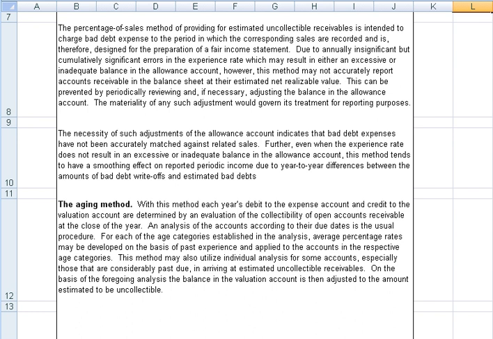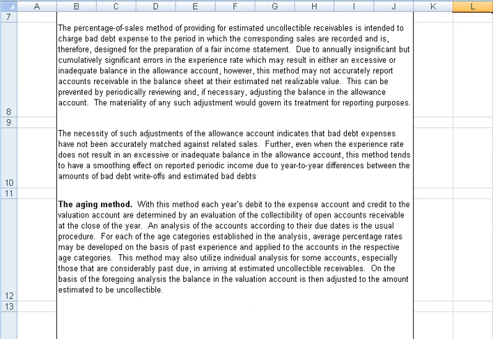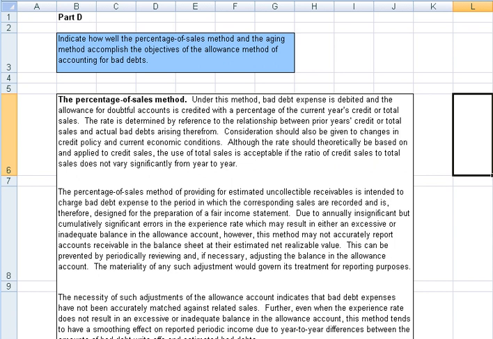This method also utilizes individual analysis for some accounts, especially those that are considered past due, in arriving at estimated uncollectible receivables. So on the basis of this, the balance of an aging method is adjusted and we follow this procedure to determine the estimated amount that will be uncollectible. Okay, so for the most part, I've just read the published solutions that deal with Part D, but you're welcome to look at them, pause the demonstration, and read them slowly if that is valuable for you.